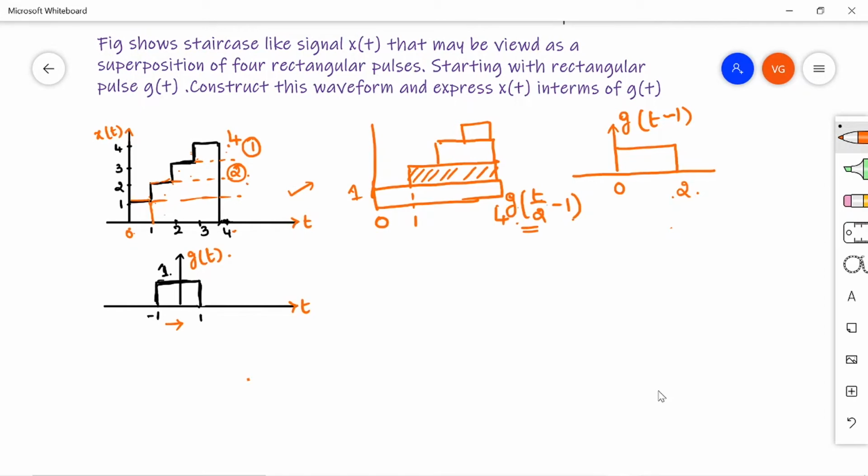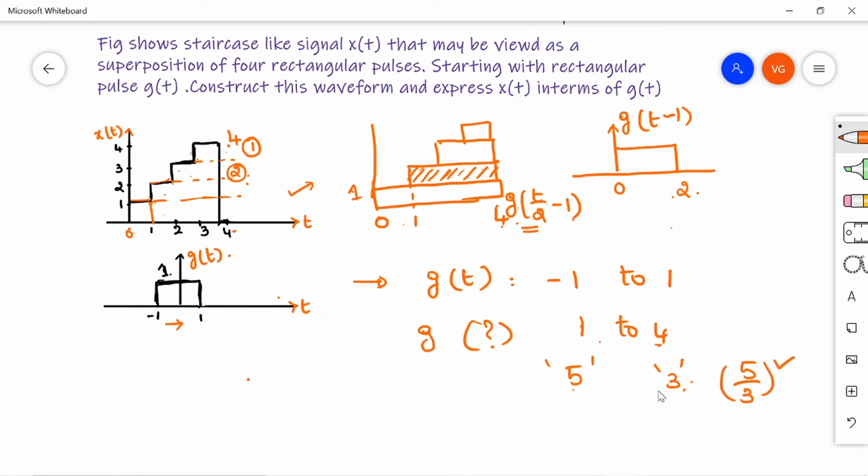Now we'll move to layer 2. This is our layer 2 that is extended from 1 to 4. Take your g of t, which has the range from minus 1 to 1. From this base signal, I have to draw the signal that extends from 1 to 4. So consider 1 plus 4 is 5, the upper limit plus lower limit. 4 minus 1 is 3. So 5 by 3 times, upper limit plus lower limit over upper limit minus lower limit, you have to shift the signal first. That is g of t minus 5 by 3.